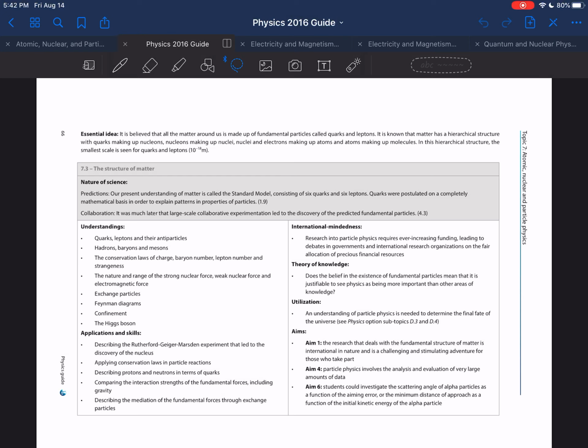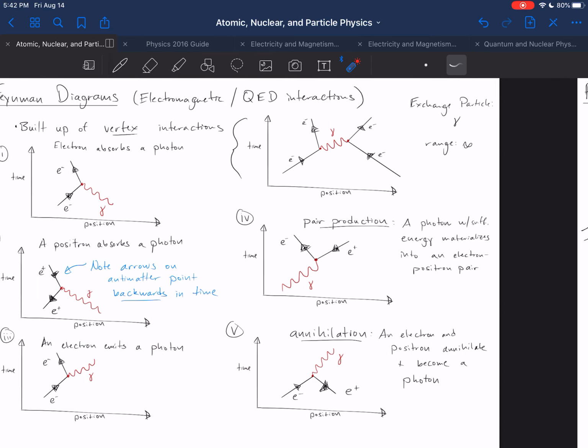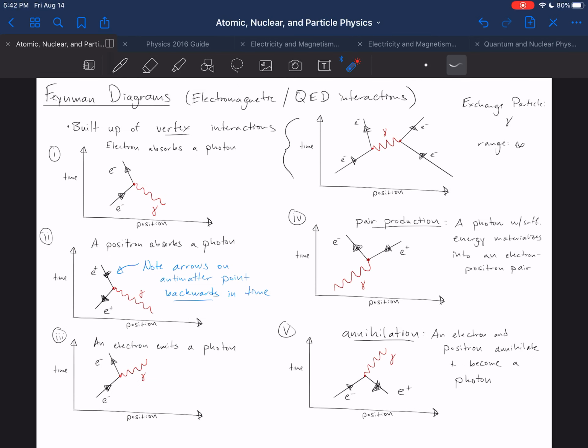Hello everyone! In this video we will continue to examine topic 7.3, the structure of matter, and in particular we will examine further Feynman diagrams. So in the previous video I went through the basic vertex interactions that govern electromagnetic / QED interactions, in which various combinations of an electron, positron, and a photon interact.